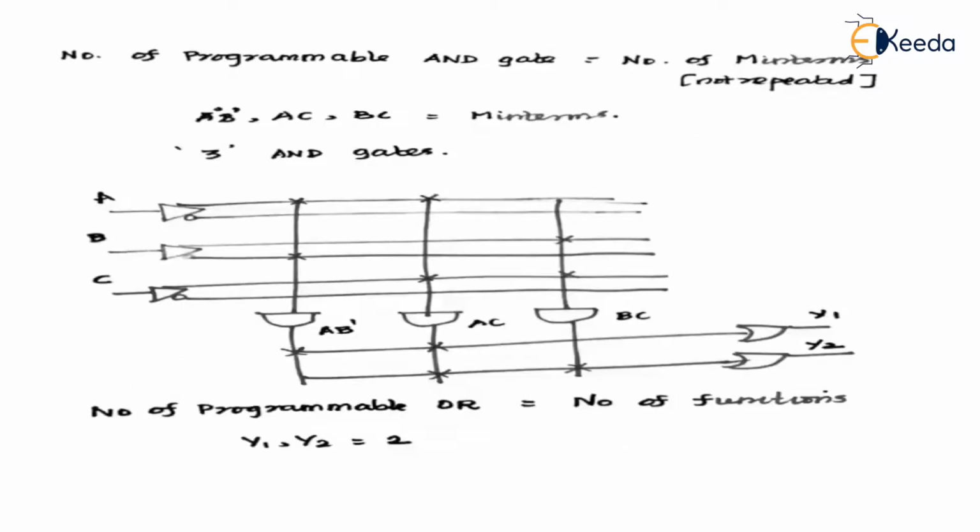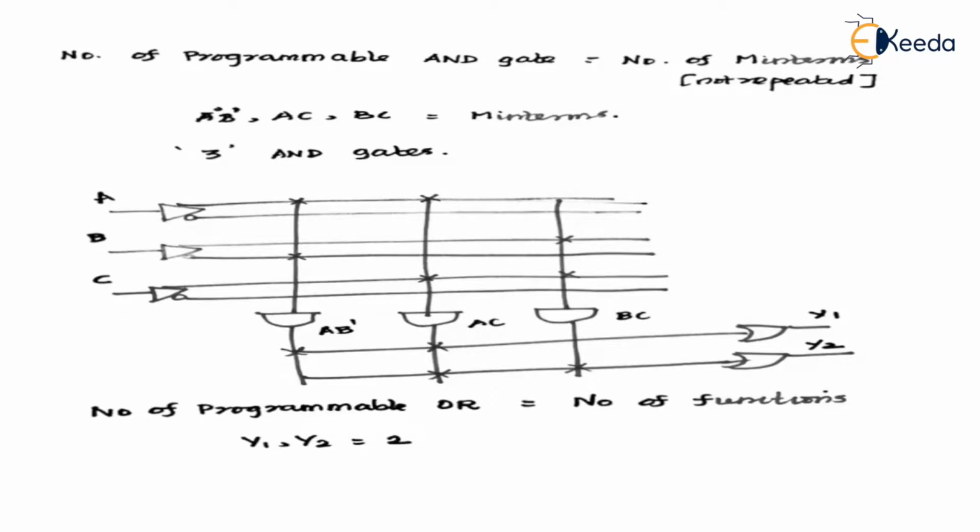And then, number of programmable AND gates. See, the thing is PLA, so we are going to program both your AND as well as program both your OR. So now, number of programmable AND gates. We want to find the number of programmable AND gates. So how many AND gates do we require in our design?